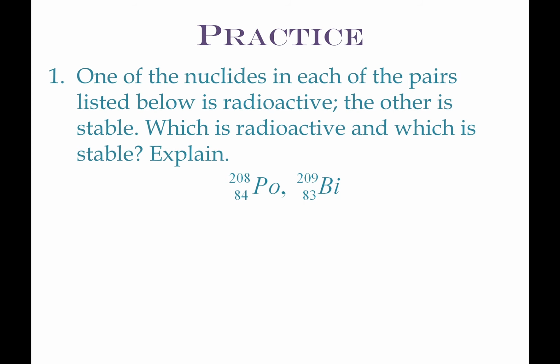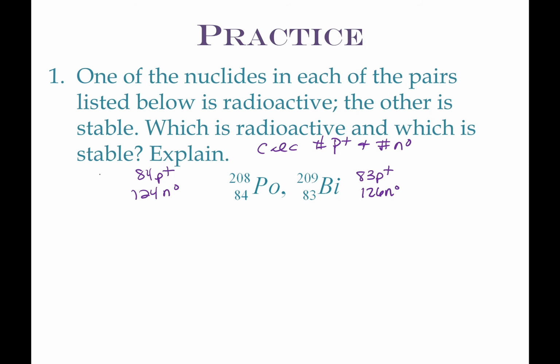Explain. So the first thing you want to do here is calculate the number of protons and the number of neutrons, and then look at what that means. So what is 208 for polonium? What is 208 minus 84? So we have 84 protons and 124 neutrons. For bismuth, 209 minus 83, we have 83 protons and 126 neutrons.